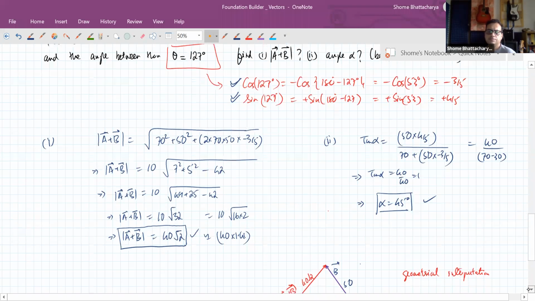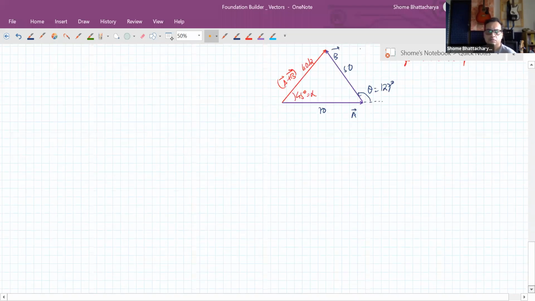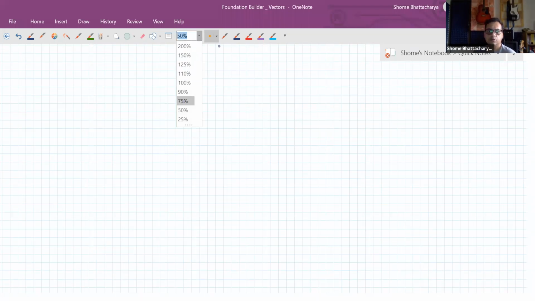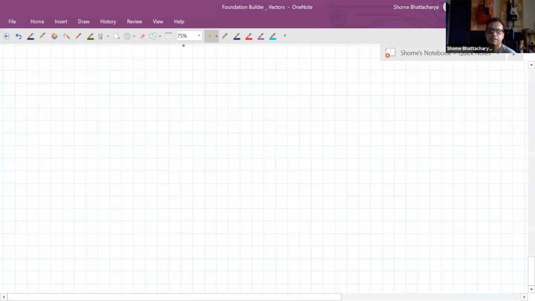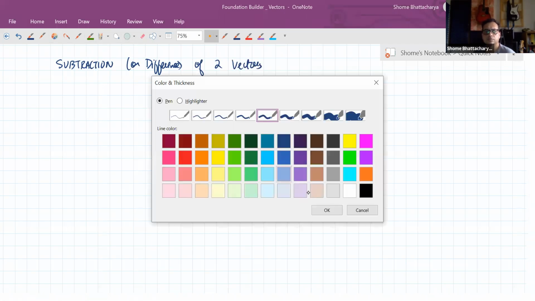Now next thing, once all this is clear to us, moving on to the next operation in vector algebra, which is the difference of two vectors, or subtraction of two vectors. So how to do this operation? Let's learn this now.